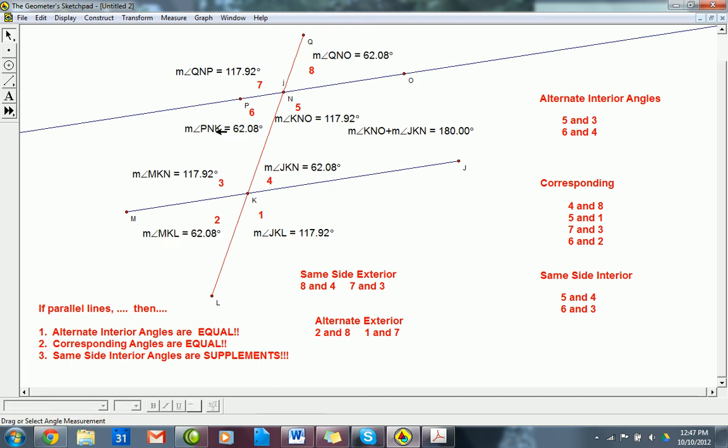Okay, and same side interior, 6 and 3, yeah, those add up to be 180. And how about these guys? Yep, 5 and 4 add up to be 180. Okay.